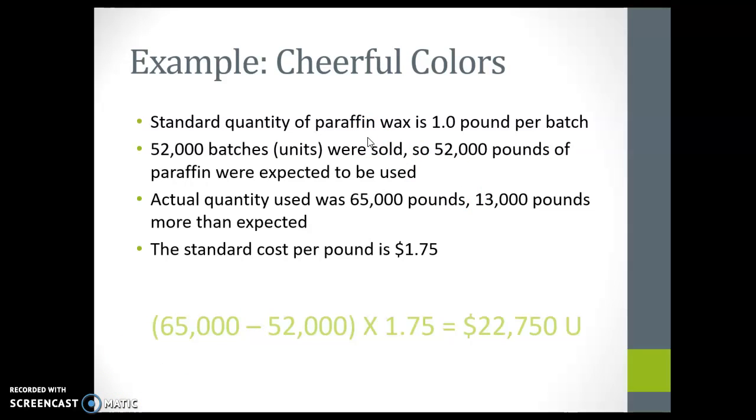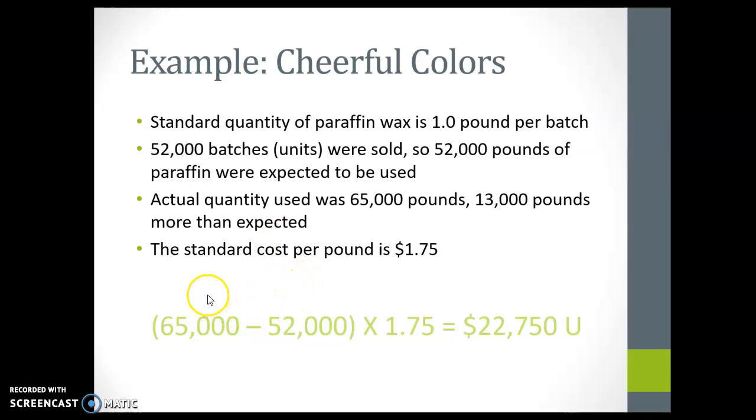Here's back to our example. The standard that Cheerful Colors set for wax is 1 pound per batch. We did 52,000 batches, so 52,000 pounds of paraffin were expected to be used, 1 pound per batch. We should have used 52,000 pounds, but we actually used 65,000 pounds. That's 13,000 pounds more of wax than what we should have used.